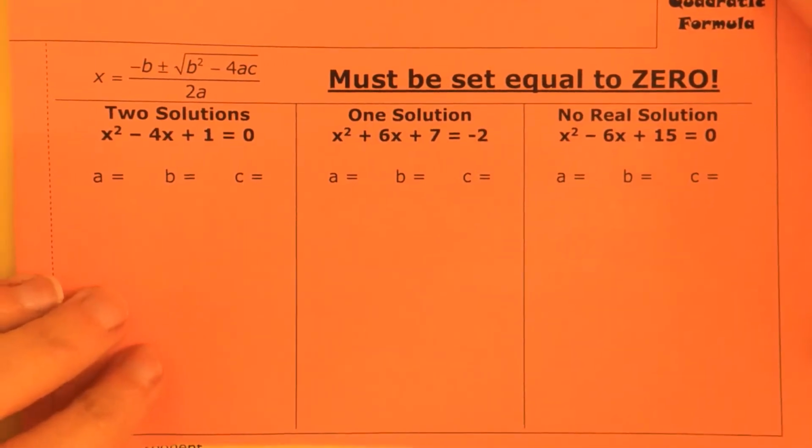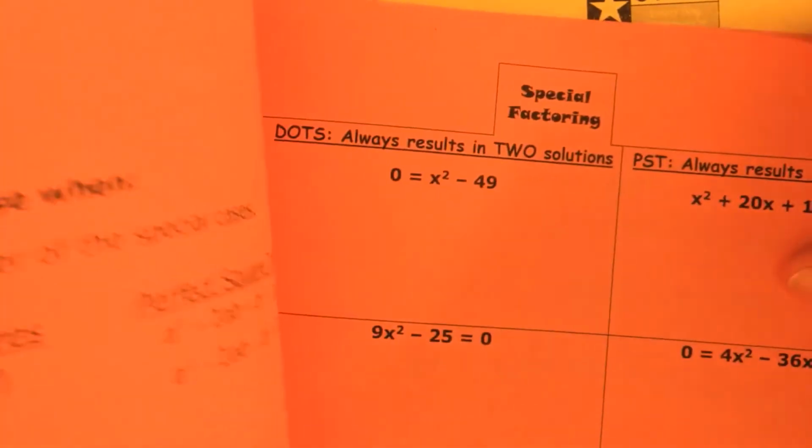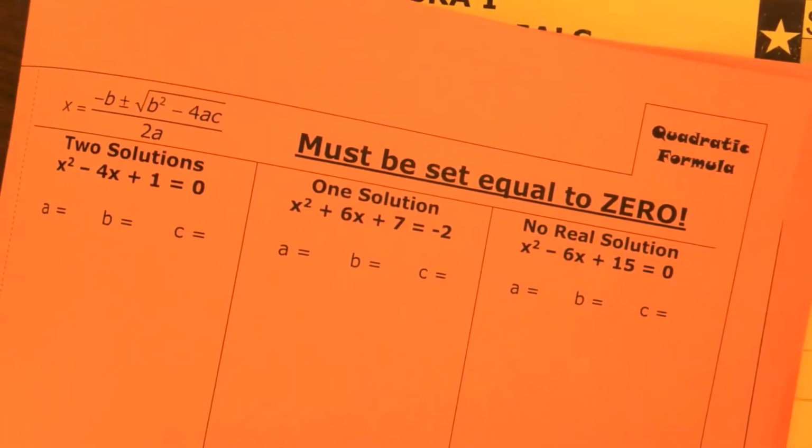Okay, so up until now, we've learned a whole bunch of different methods. We've learned how to find solutions by graphing, by factoring. We've learned about special factoring, which is difference of two squares and perfect square trinomials. We've learned about the square root method and completing the square. So today we're going to learn the final method, which is the quadratic formula.